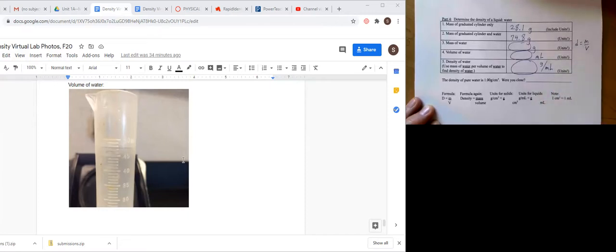Now, the accepted density of pure water is 1.00000 off into infinity grams per cubic centimeter, which is the same as 1 gram per milliliter. So how close did you come? Were you close to 1 gram per cubic centimeter? If you were, great. If you weren't, go back, redo your math calculations, and see where you made an error.